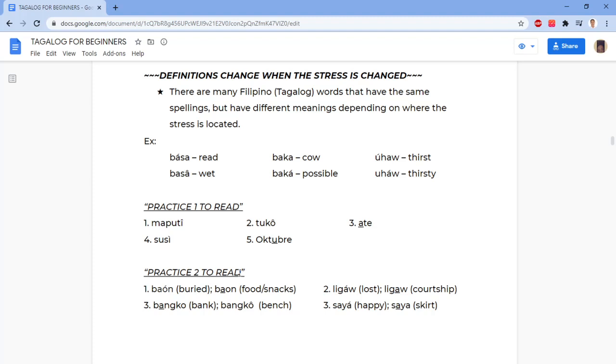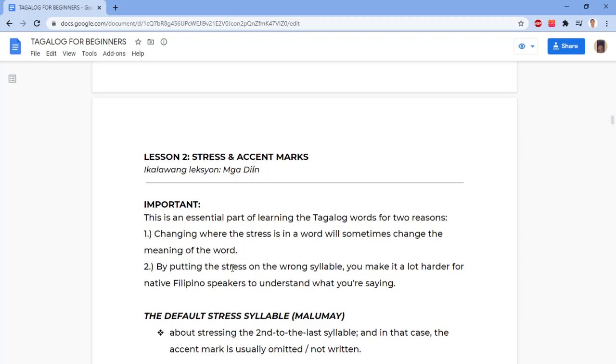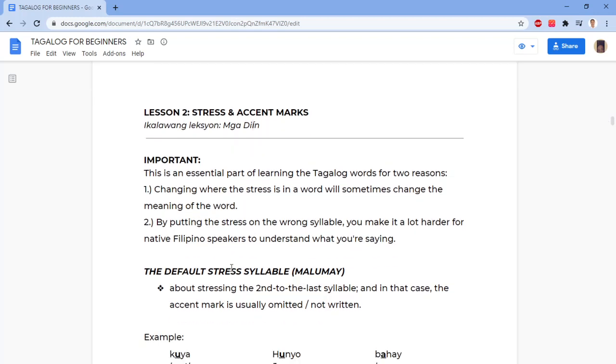If you want to practice the following examples, just pause this video or rewind a little bit so that you can read along with me. So actually this is the end of lesson 2 about the stress and accent marks. I will put the link of this handout below in the description. If you are a beginner, please don't forget to go to lesson 1 so you can catch up with this lesson.